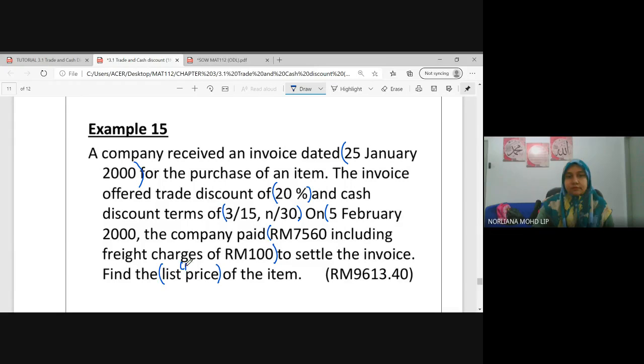LT. Okay, macam mana? Okay, yang ni including. Untuk tahu dia punya NP, awak kena exclude lah. So NP equal to LT, jadi 1 minus 0.2. 1 minus cash discount berapa kan, tak tahu. So first of all, awak kena kira berapa hari. 25 January until 5 February. Berapa hari ni?